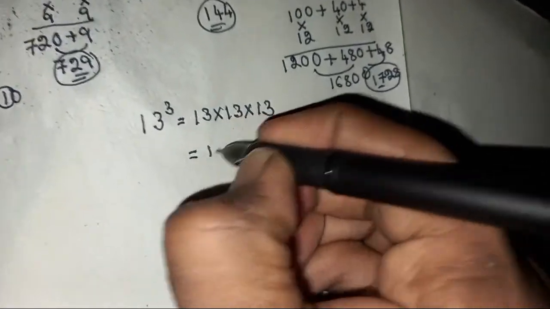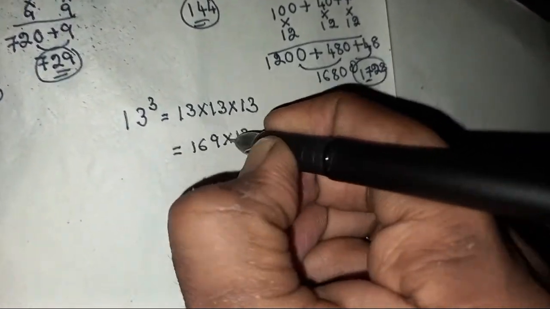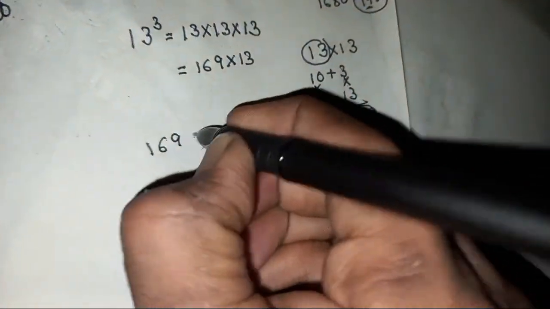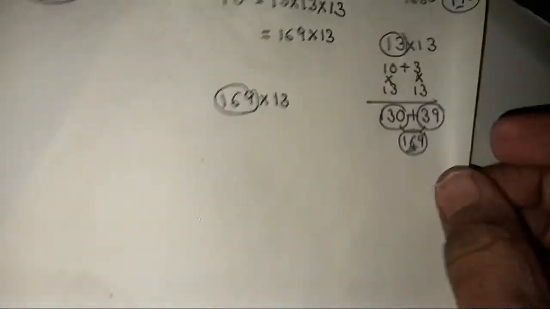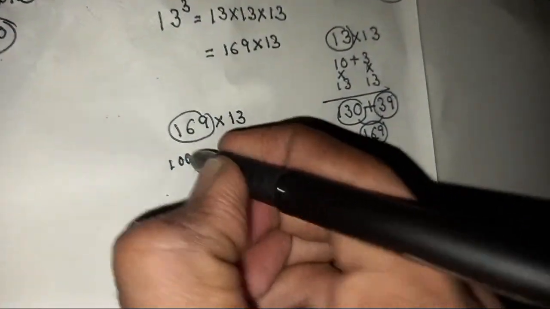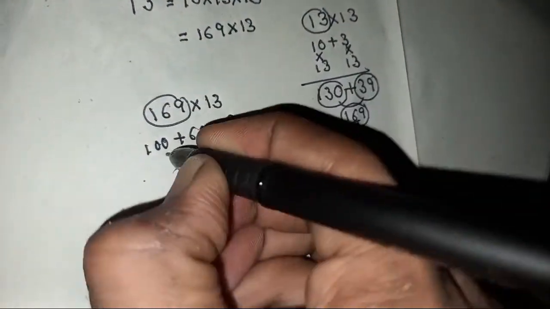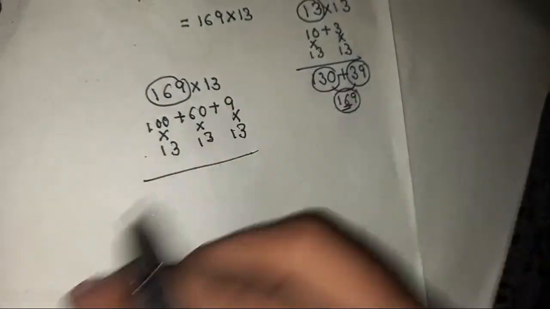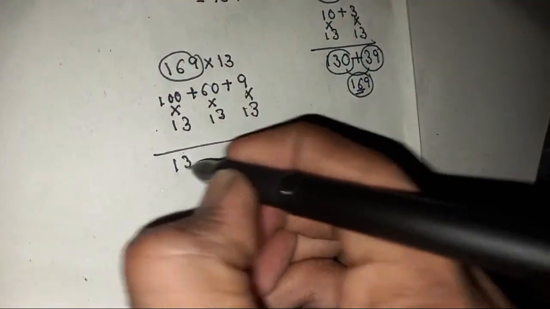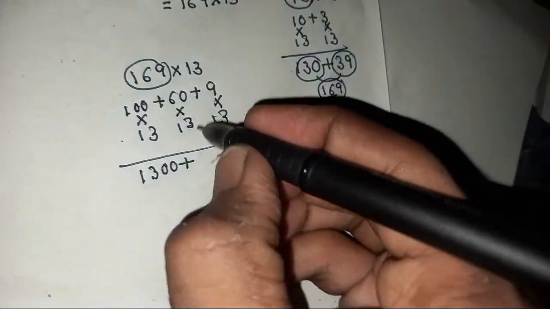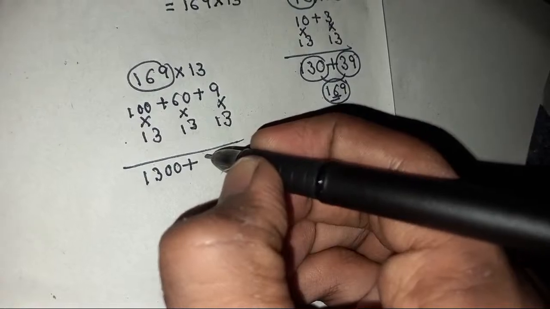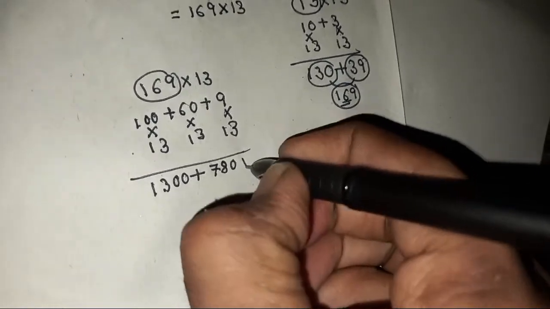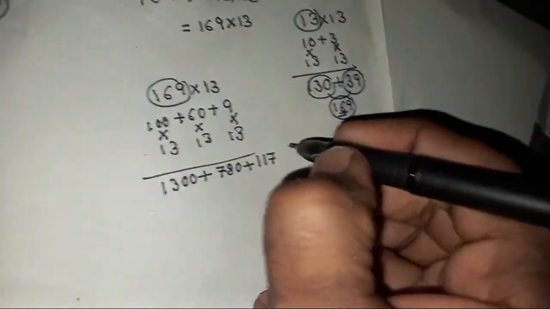This completely equal to 169 times of 13. And now again split and write this as 169 times of 13. Split this 169 as 100 plus 60 plus 9. Here also multiply with 13. Here also 13, and here also 13. You're going to get 13 times of 100 is 1300. 13 times of 6 becomes 78, 780, plus 13 times of 9 is 117.